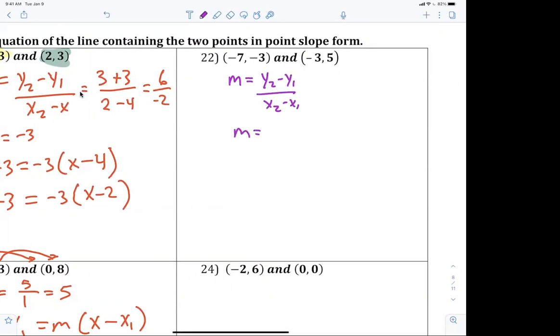So M equals 5 minus or plus 3, yes, and then -3 plus 7. You're amazing. So it's 8/4. Beautiful. So what's 8 divided by 4? 2. All right, now write the equation.